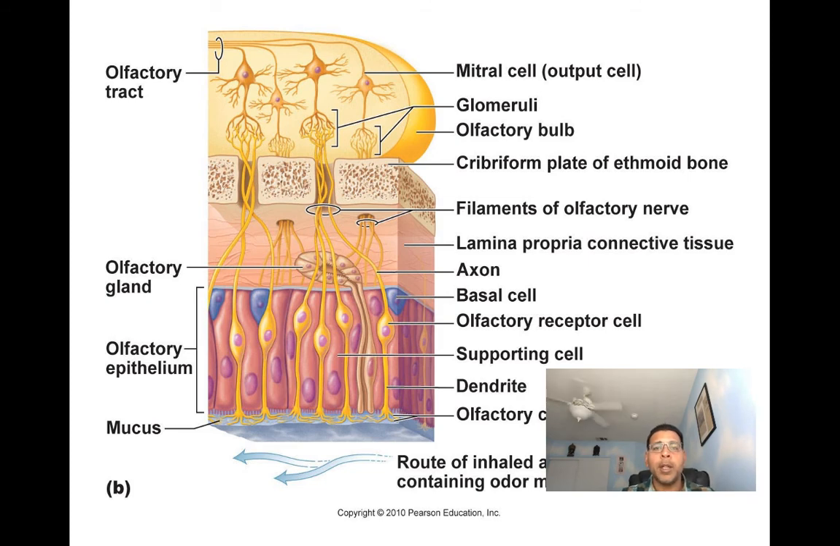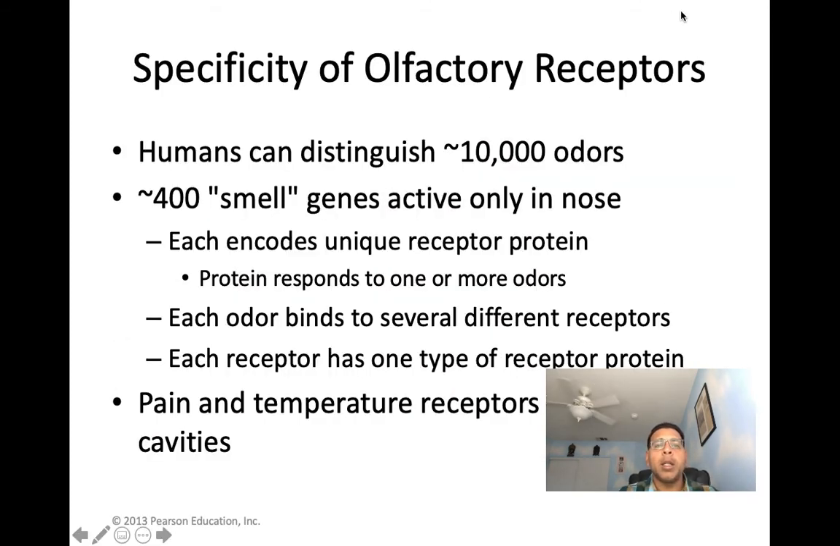So let's move forward then. Here we can see now when we talk sense of smell, humans can distinguish around 10,000 odors. We have about 400 smell genes that are active only in the nose. Each encodes unique receptor proteins. Proteins are going to respond to one or more odors. Each odor binds to several different receptors, and each receptor has one type of receptor protein. So not only do we have these smell receptors inside the nasal cavity, but you'll see also found there will be pain and temperature receptors that will monitor pain and temperature.